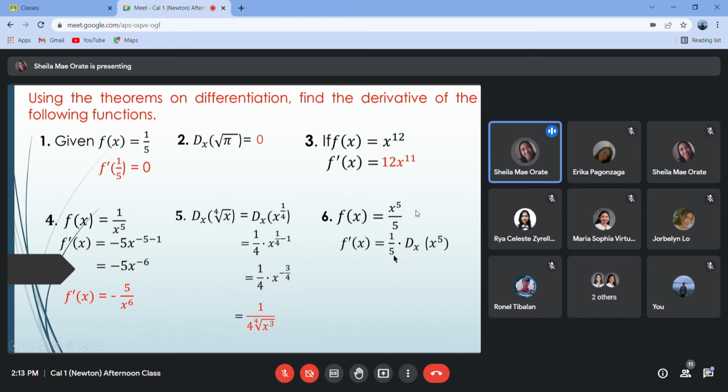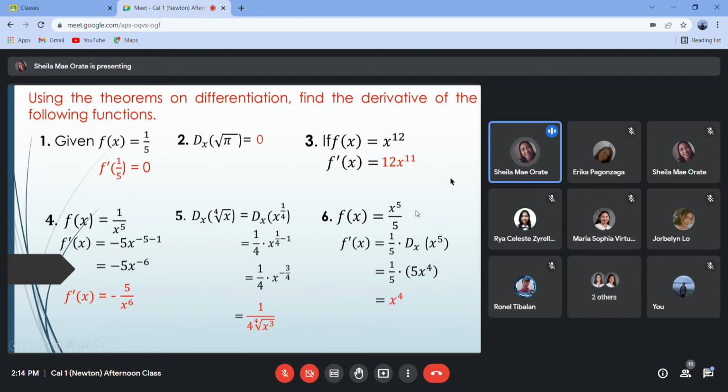We have a constant function and a function of x, f of x. So we take the derivative of x raised to the power of 5, and we apply the power rule. What happens is we have 1/5 times 5x raised to the power of 4. When we multiply 1/5 by 5x raised to the power of 4, the 5 cancels. So our answer is x raised to the power of 4.